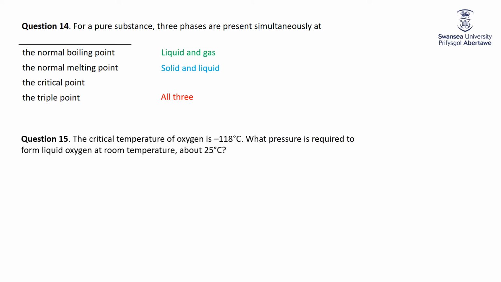Critical temperature of oxygen, minus 118. What pressure is required to form liquid oxygen at room temperature, about 25 Celsius? Well, the whole point of the critical point is that you cannot liquefy the substance past that temperature. So you can't liquefy oxygen past minus 118. In other words, can't do it.